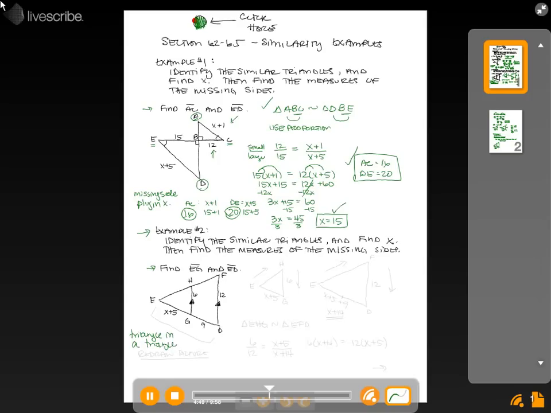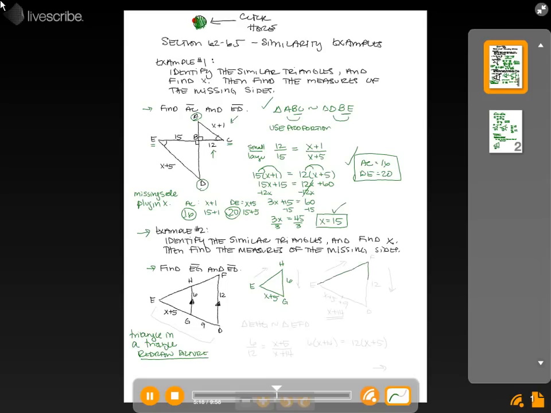And when we have a triangle in a triangle, we are going to redraw the picture so that we have two triangles that we can see. We're going to start with the small triangle. We have 6 and x plus 5, and then we have to put in our letters, E, H, and G.